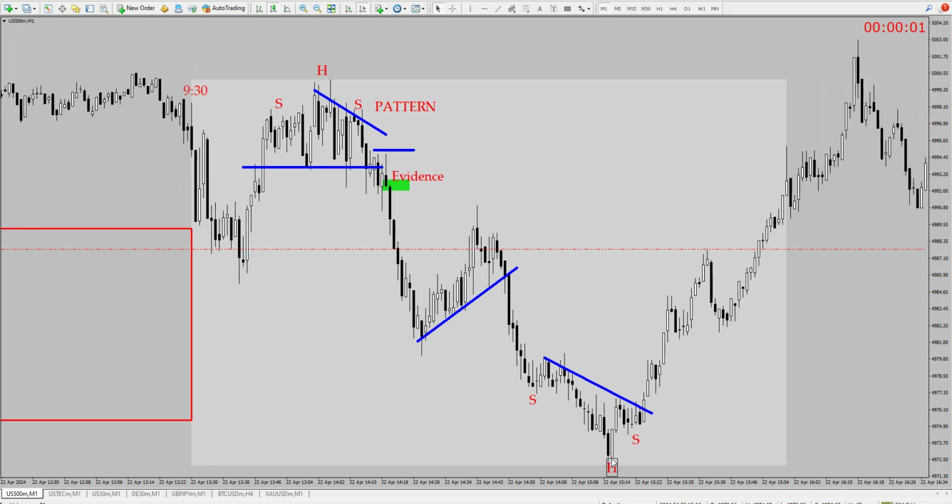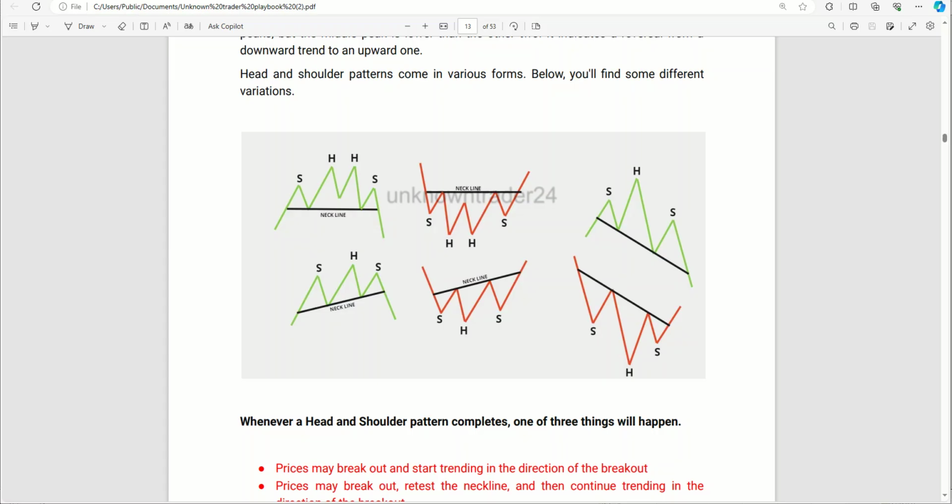My goal is for you to see these things in real time because this is the simplest strategy. Let me show you something quite quick over here. If you look here, they gave this head and shoulder. All the patterns you need are in your playbook, guys. Just look at page 13. You see shoulder, head, shoulder, which is a descending head and shoulder. This is the exact pattern they gave.